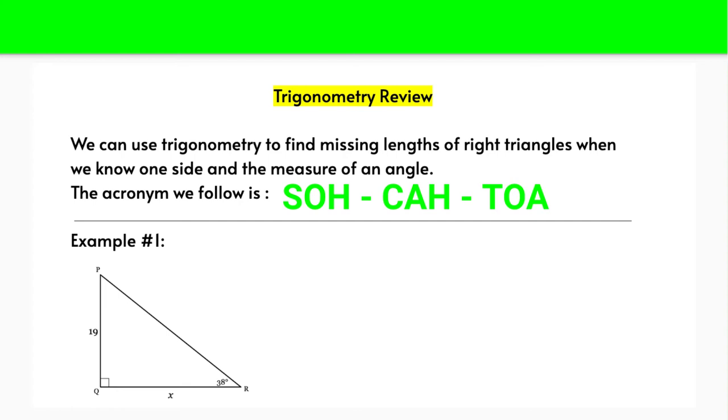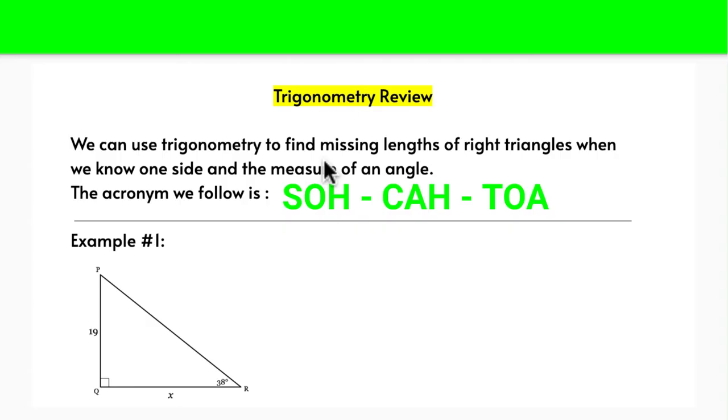All right, everybody, welcome. This is a video just before we get into Chapter 10b to review Trig. We're going to need to just remember how to use Trig to find a side for when we get into regular polygons again, which will be tomorrow. So this says we can use trigonometry to find missing lengths of right triangles when we know one side and the measure of an angle.